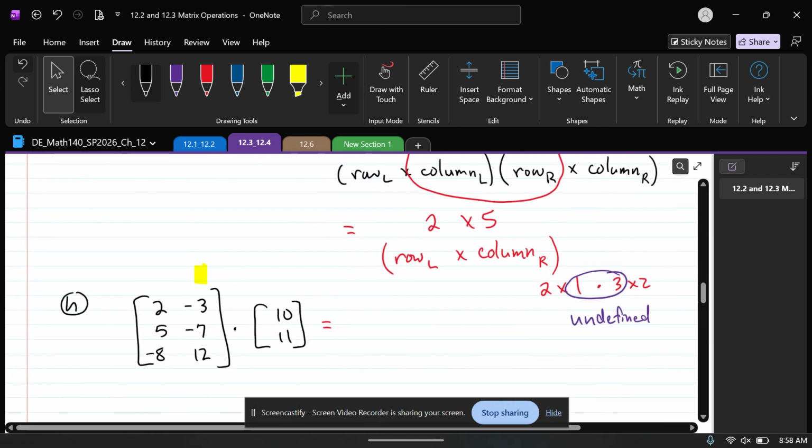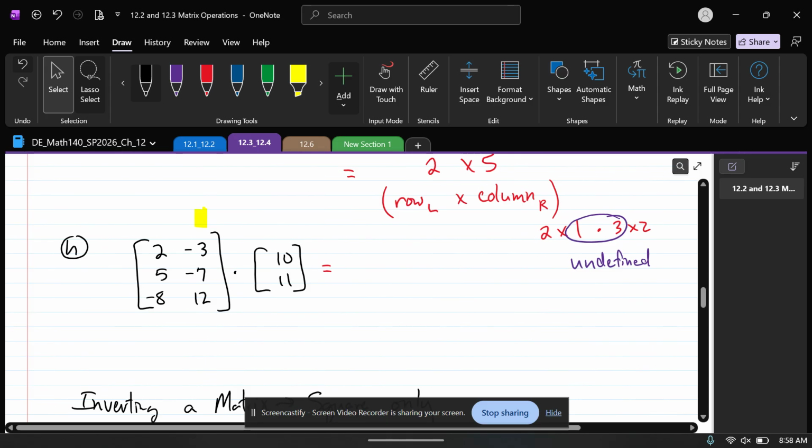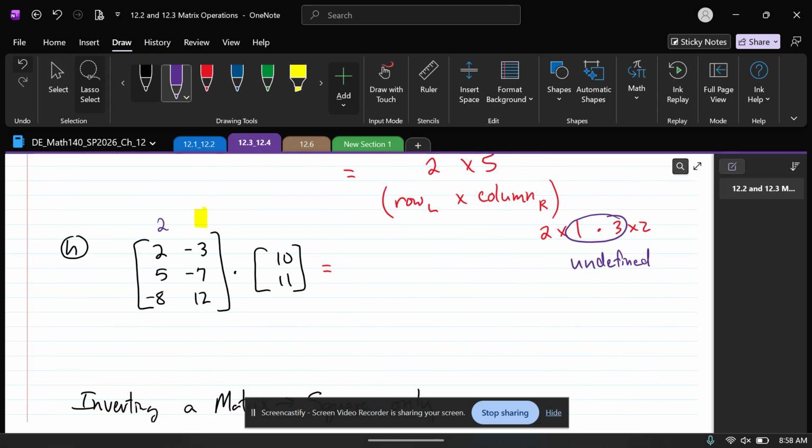Okay. So let's look at this problem. Here we have a 3 by 2, and here we have a 2 by 1. Can that be done? Yes, those numbers in the middle match. So I know I can put that in.